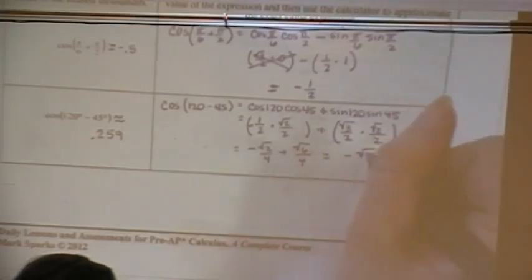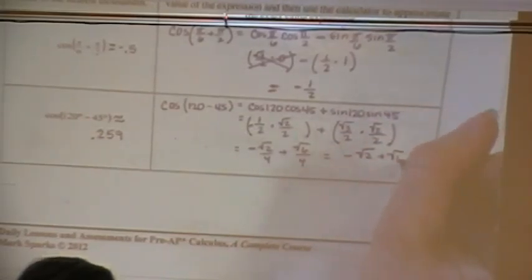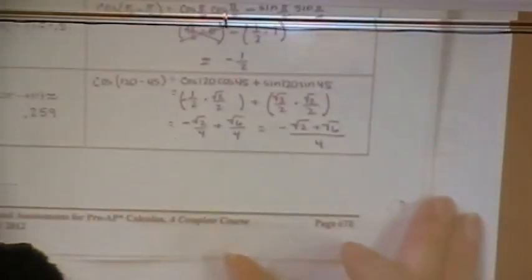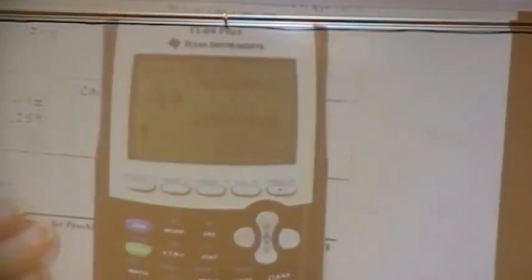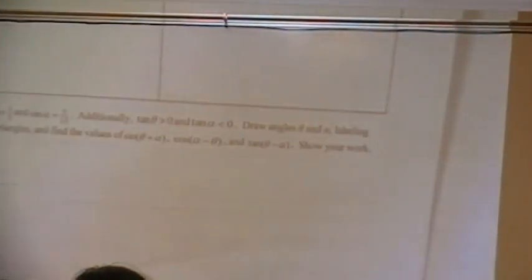They have a common denominator, so you can go ahead and add them. And I'm just going to plug that into my calculator and see if I get the same thing. That's it for today because everybody else, we only got to that. So we'll do tangent sum and difference.